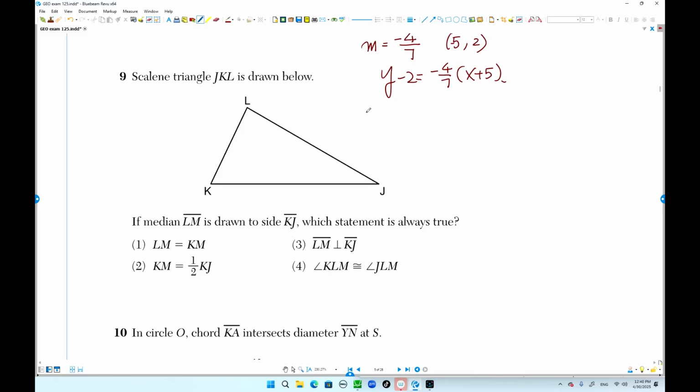Number 9, we have a scalene triangle. Scalene means all sides are different, okay? So the median is drawn from L to M. So this is M over here, right? A median is where these two sides are equal. This line is the median, okay? All right, which statement is always true? Definitely KM equals MJ, or KM equals half of this one, KJ, right? Option 2 is the answer.